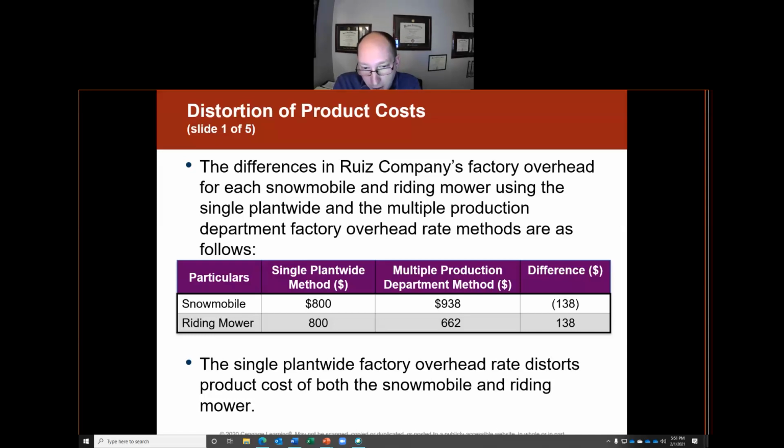In terms of the riding lawn, exactly, that's why it's negative. And in terms of the riding lawnmower, single plant-wide rate, I said each unit's going to be $800 for overhead. When in reality, we find out it's $662. So I over-applied the overhead by $138 for the riding lawnmowers.